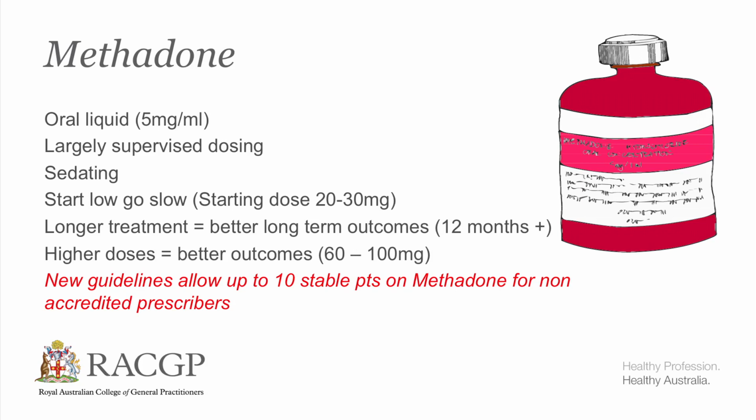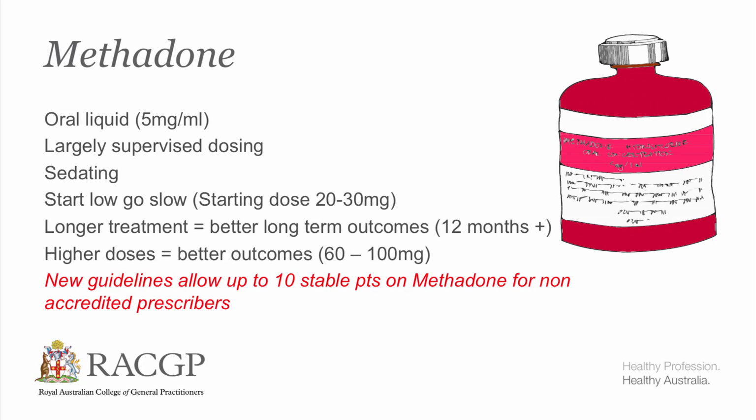Now, for all of you guys, if you haven't done your OTAC training, your accreditation training to become an opioid prescriber for this program, now with the new guidelines that are hot off the press, it allows for you to take up to 10 stable patients. So this is people who are already on methadone, who have been stabilised, who are working, who are housed, who are getting on with their lives and are on this methadone because it actually helps them to do that.